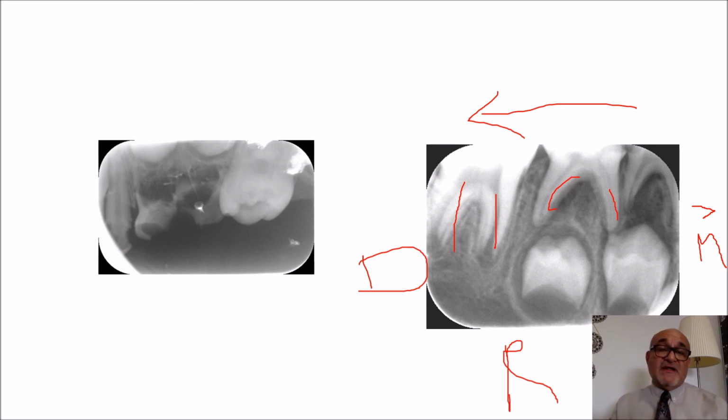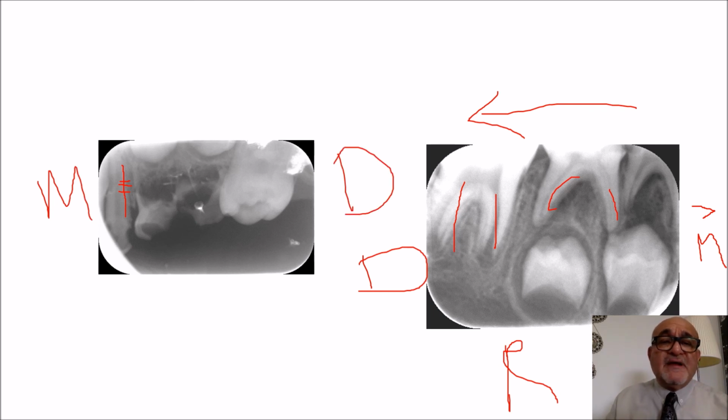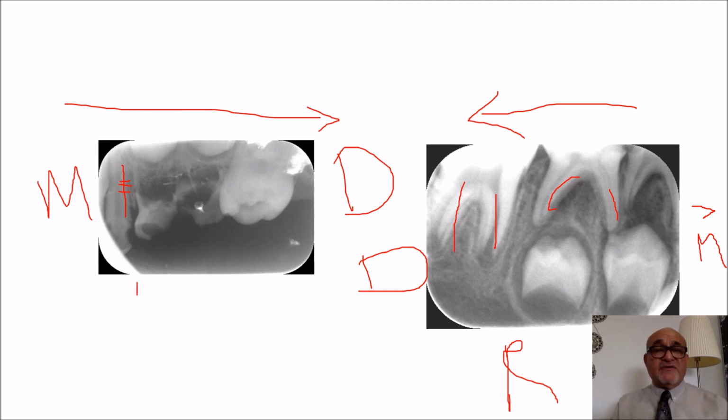Maxilla or mandible. Maxilla, because I can see the shape, however the roots are totally resolved over here, but this is for the maxilla from the direction of the root and the direction of the trabeculae. Midline, distal side, line drawn is heading towards the right, so this is the left side of the patient.